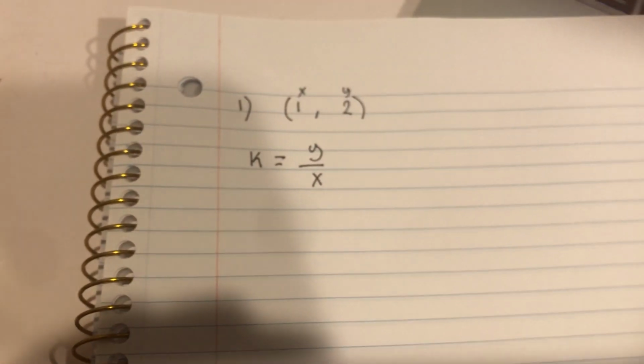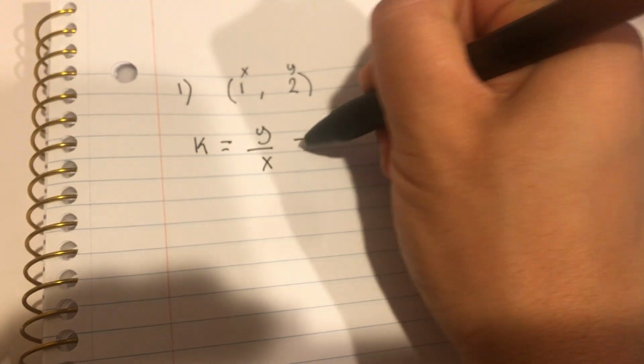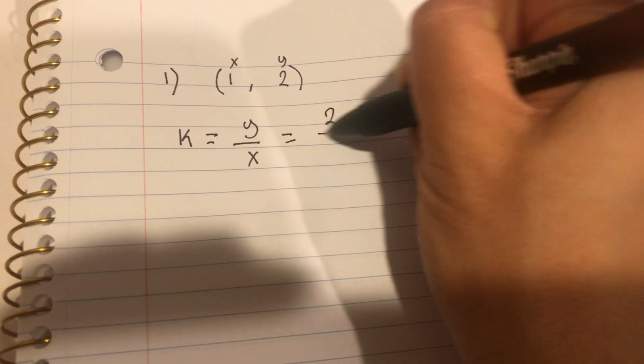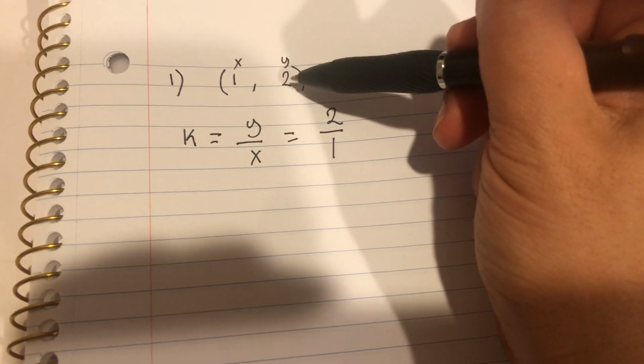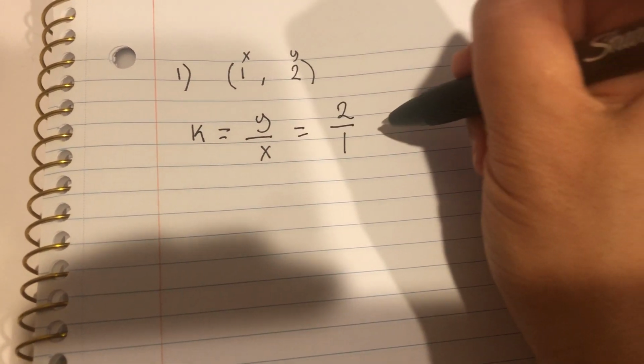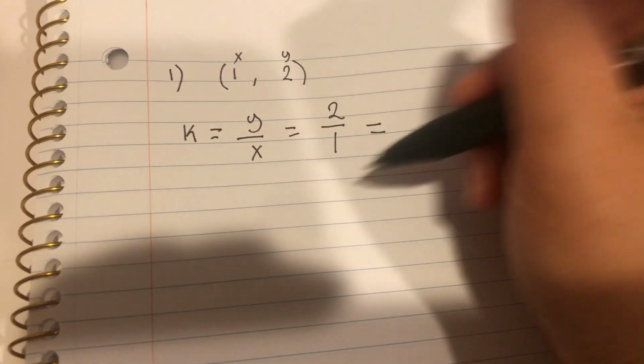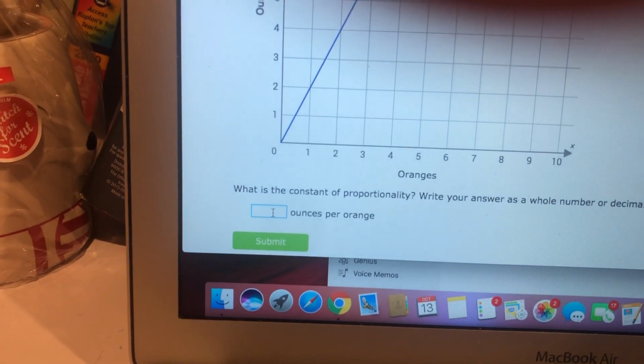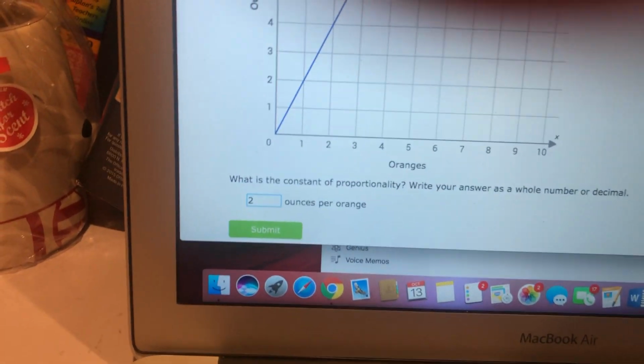Now, let's figure it out. So my constant is k equals y over x. My constant is always y over x. And here, if it's y over x, that means I have 2 over 1, because 2 is y, 1 is x. And 2 over 1, or 2 divided by 1, if I simplify it, just gives me 2. So for this example, the constant of proportionality is 2.